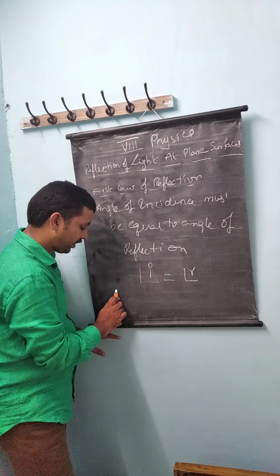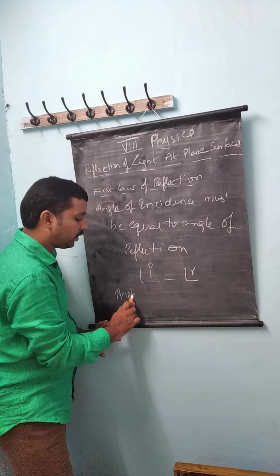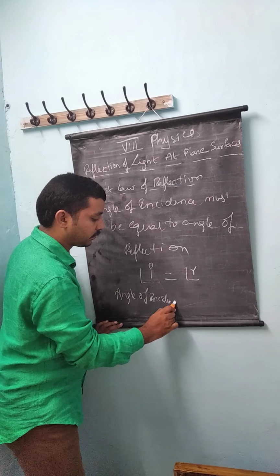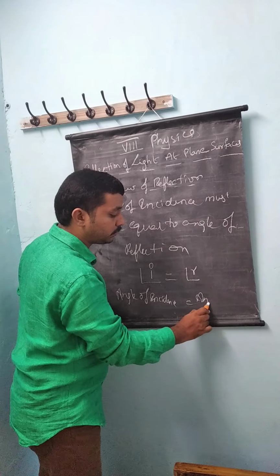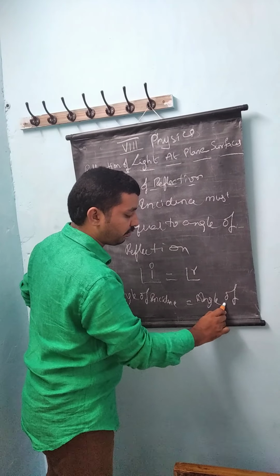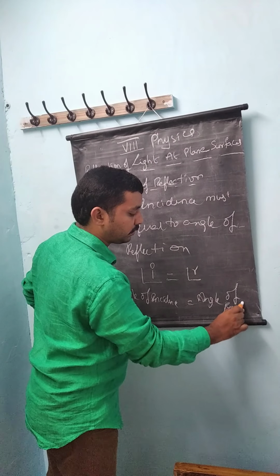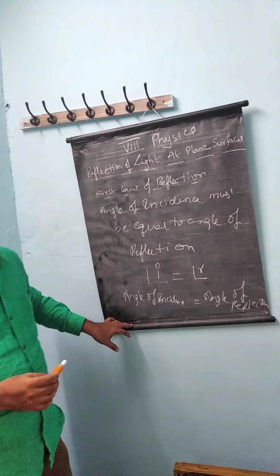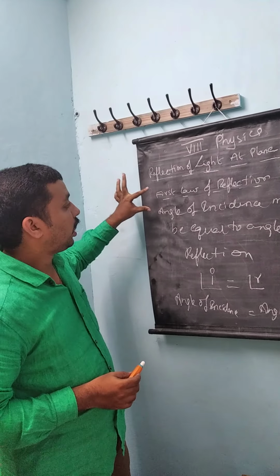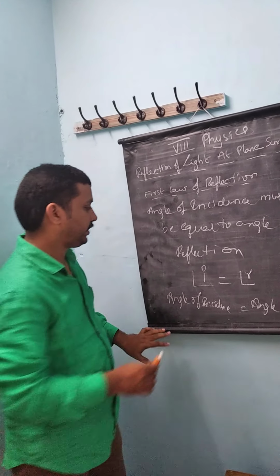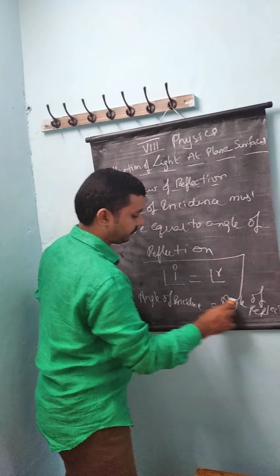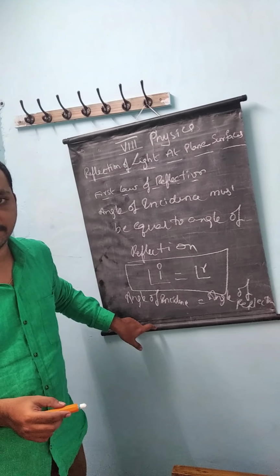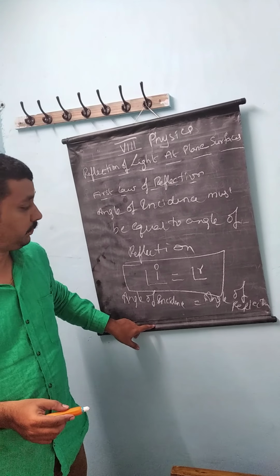Angle I is termed the angle of incidence, which is equal to the angle of reflection. So today in this class we will discuss how we can verify this condition. It is the condition we have to prove in this class today. Okay, go through that.